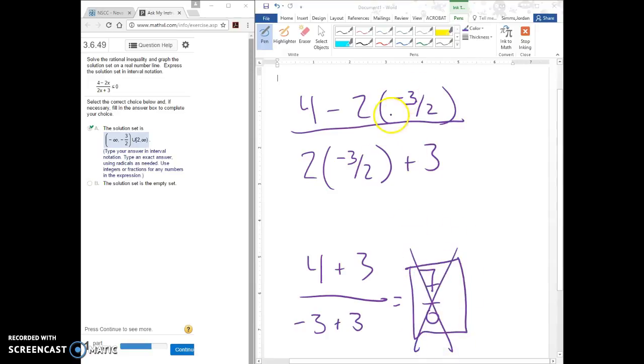Okay, so we can say with confidence that negative 3 over 2 is not part of the solution set. Up to and including negative 3 over 2 is.